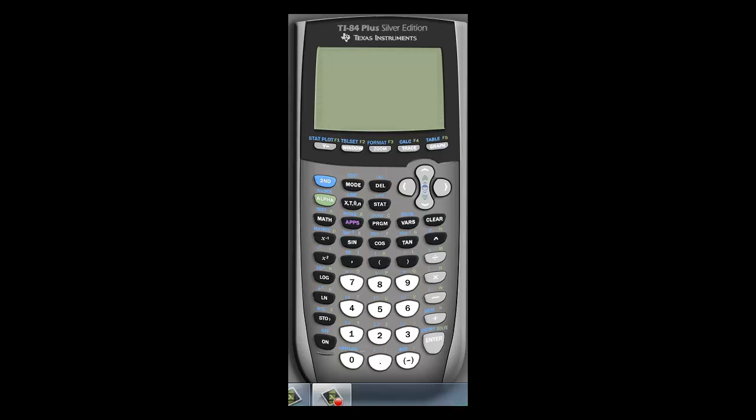The purpose of this video today is to describe and explain how to find measures of center using the TI-84 graphing calculator. As you can see, I have a TI-84 graphing calculator on my desktop.